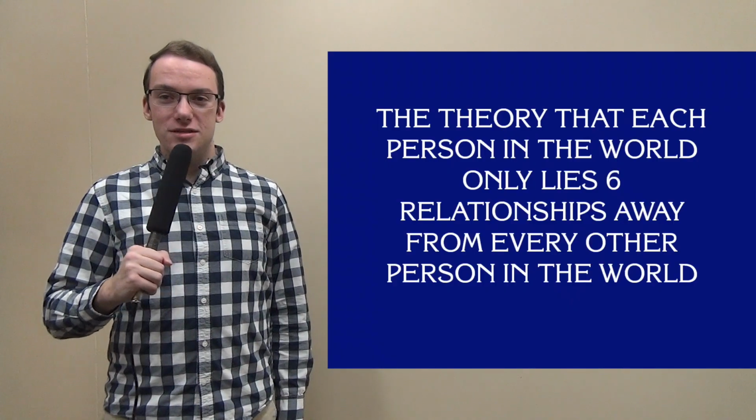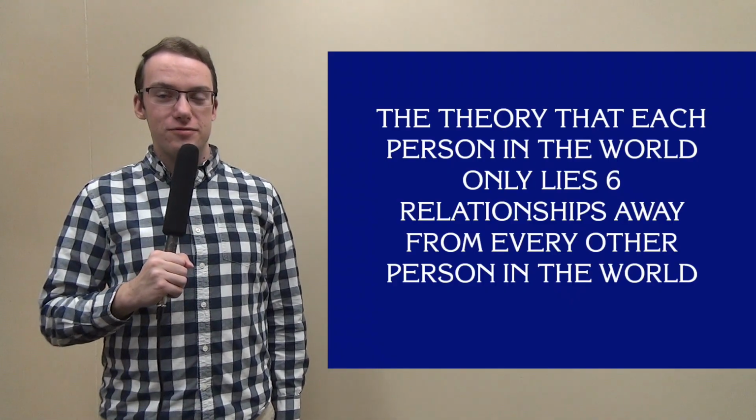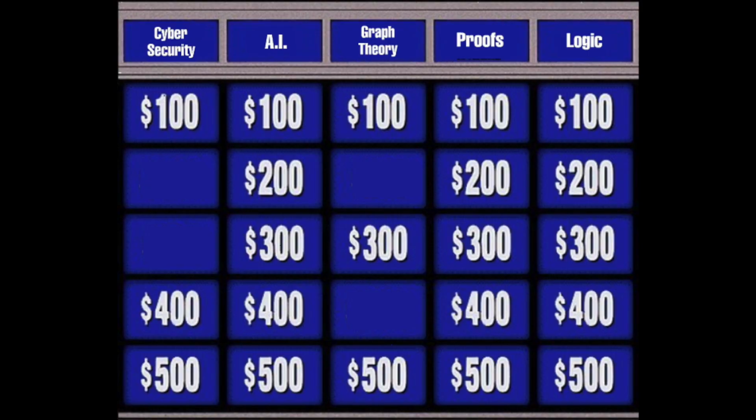I think I'll have to go with graph theory for 400. The theory that each person in the world only lies 6 relationships away from every other person in the world. What is 6 degrees of connectedness? An interesting application of graph theory is using it to model human relationships. It is theorized that everyone in the world only lies 6 relationships away from each other. It has been shown that social media connectedness is only about 3 degrees. All right, that is correct. Sarah, your next category? I'll take AI for 100.